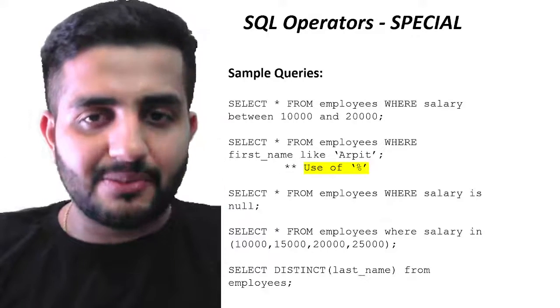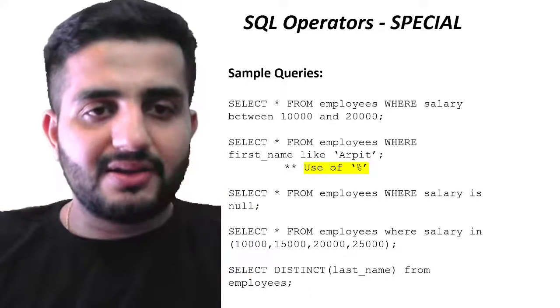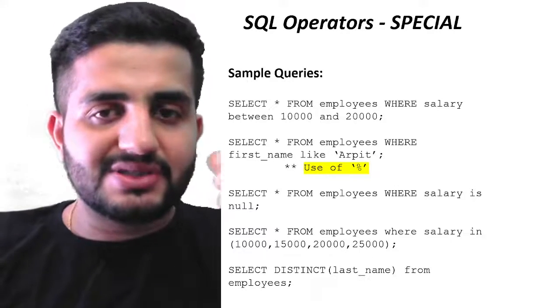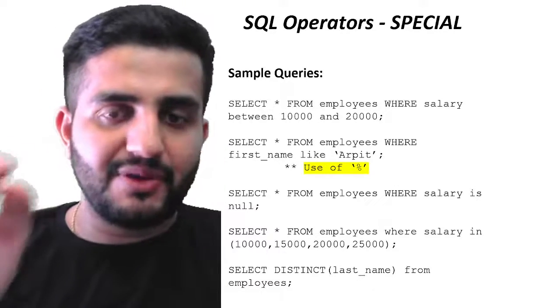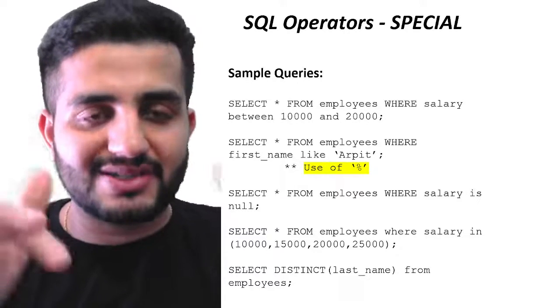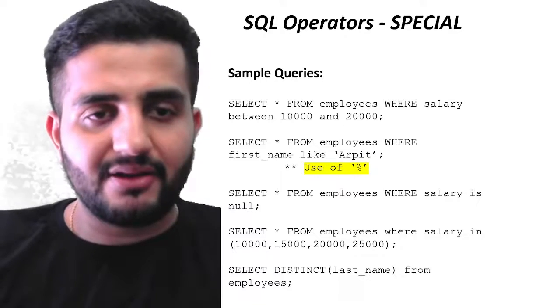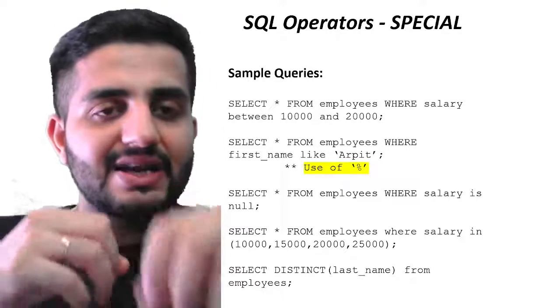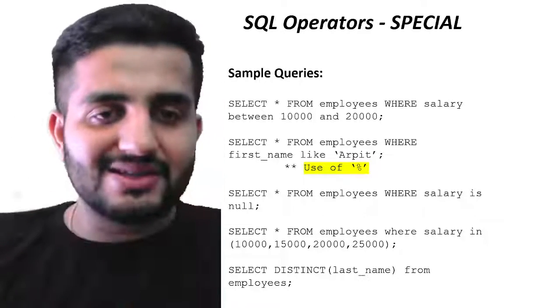Likewise, if I want something in between, for example, I want the name to have R somewhere in between, then I would say percent. Anything before R is fine, so percent R, and even after R is also fine. So percent R percent will be my pattern here. It's very simple. Always define percent as anything is fine.